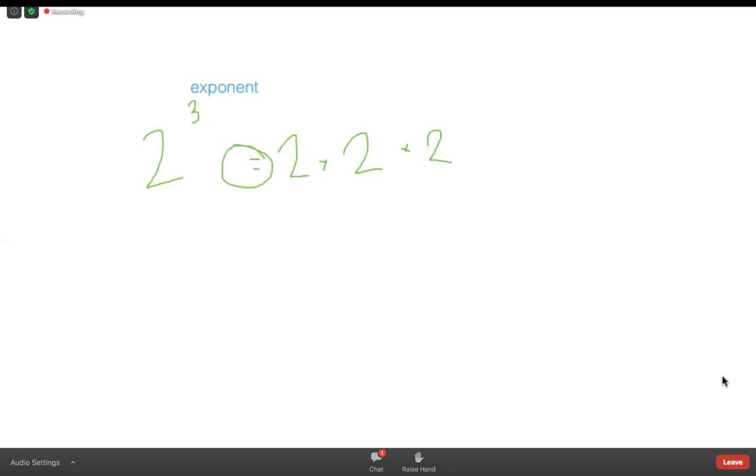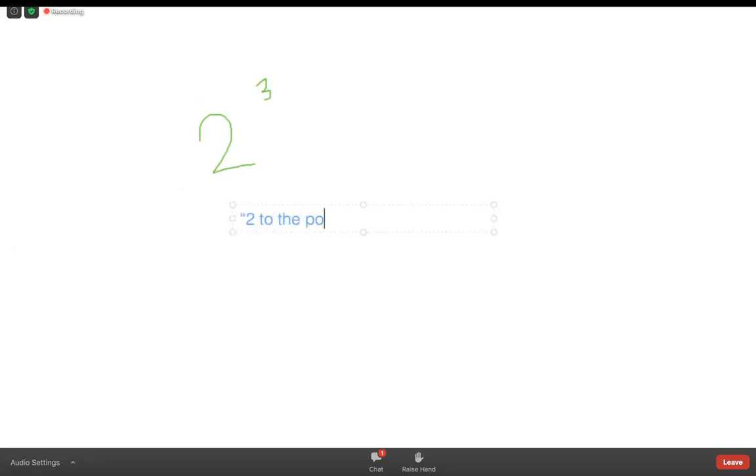Okay, so people are still asking what to the power means. Let's clear this for a second. So 2 and this little 3 on top. The way you say this would be 2 to the power of 3. If what we had was 3 and a little 5 on top, this would be 3 to the power of 5.